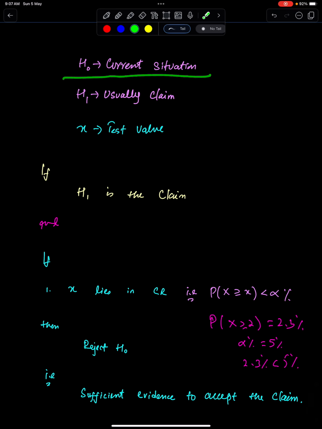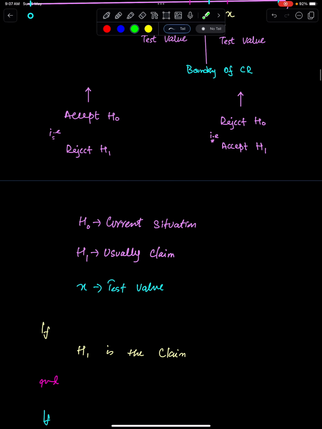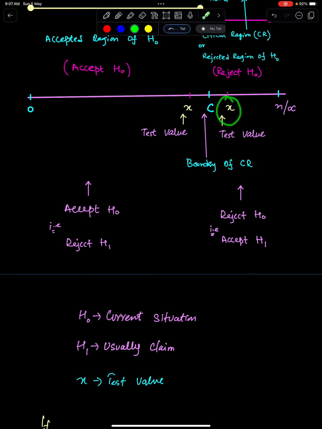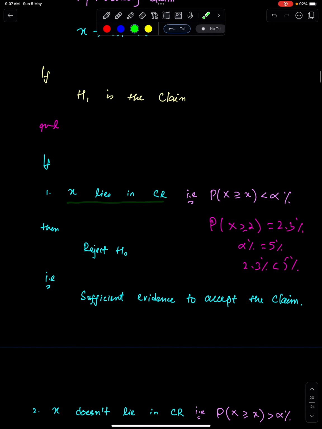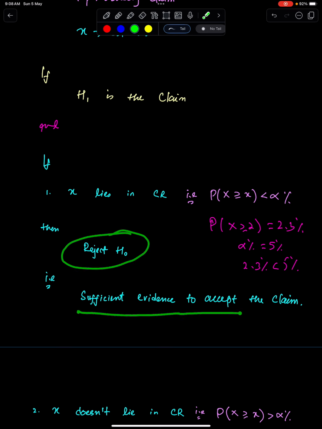H0 is the current situation, H1 is usually the claim, X is the test value. If H1 is the claim and if X lies in the critical region like this, then reject H0. It means there is sufficient evidence to accept the claim, to accept H1. And this is the example.